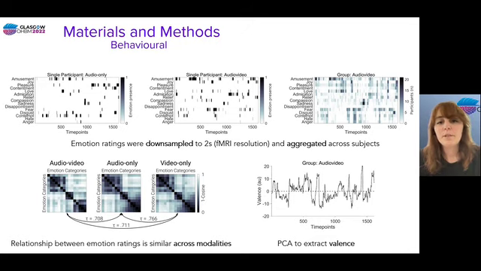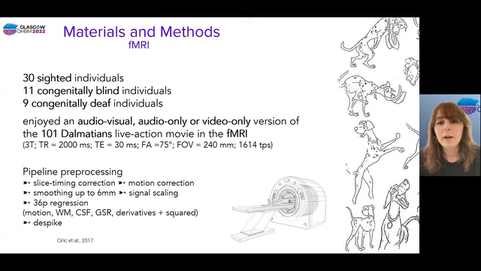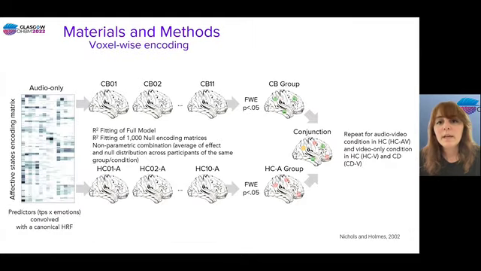Then, for the fMRI experiment, we asked a group of sighted individuals, a group of congenitally blind and a group of congenitally deaf individuals to enjoy the same versions of the movie that we employed in the behavioral experiment. They were not asked to perform any kind of task, but simply to attend to the movie in the modality through which it was presented. Then we employed voxel-wise encoding to measure the association between brain activity and emotional experience.